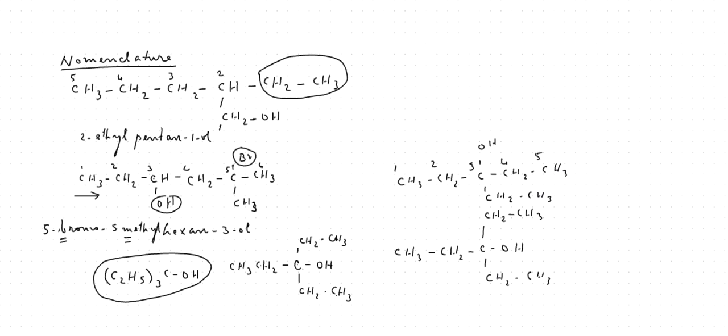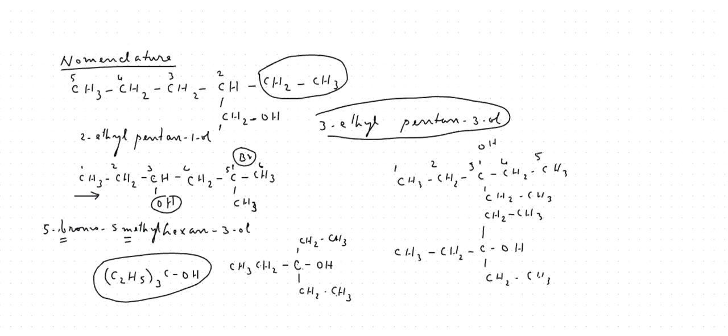So the name is pentan-3-ol. And in the third carbon, an ethyl group is attached. So 3-ethyl pentan-3-ol is the name of this alcohol. This is the name of this compound.